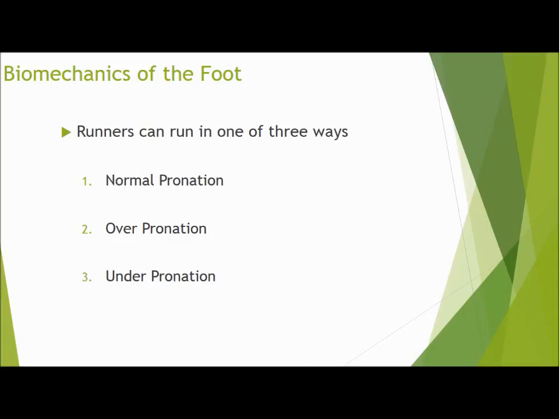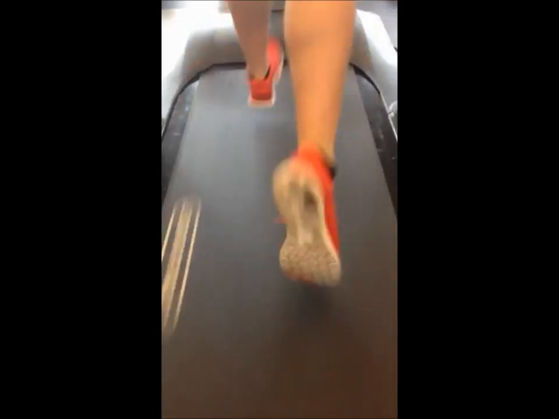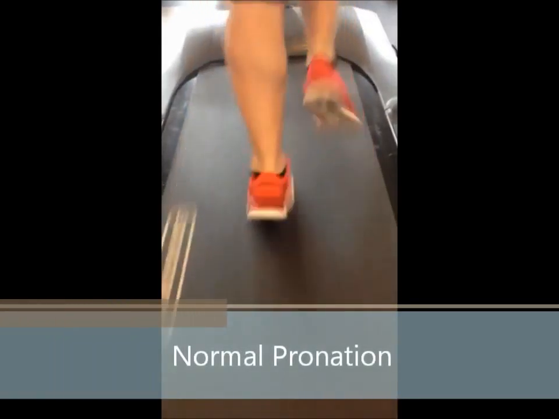Runners can run in one of three ways. They can normally pronate, overpronate, or underpronate. A person with the normal pronation sequence will strike the ground with the outside of the heel. The foot then rolls inward about 15%. This roll allows the foot to support the weight of the body and optimally distribute the forces of impact. This runner has a normal pronation sequence.